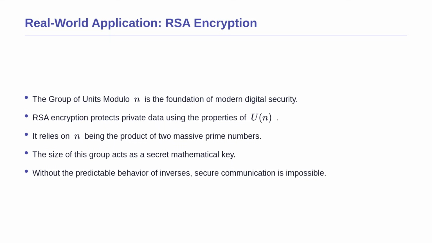protects your private data. RSA encryption relies entirely on the properties of U of n, specifically when n is the product of two massive prime numbers. The size of this group acts as the secret mathematical key that locks and unlocks your information. Without the predictable, structured behavior of inverses that we just proved, secure internet communication would be mathematically impossible.